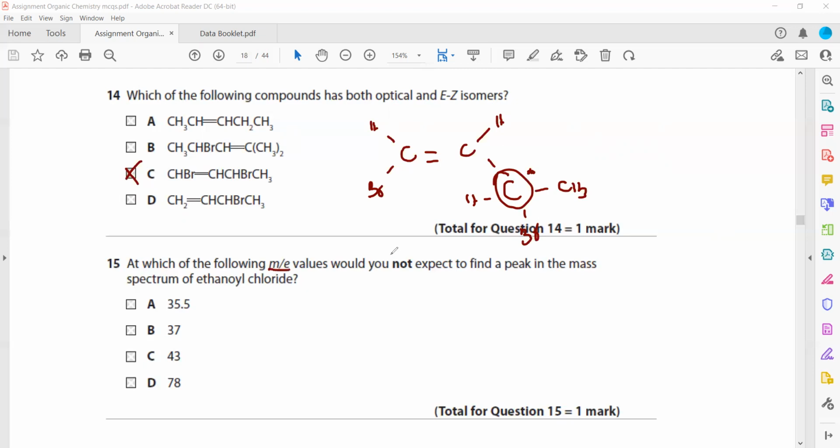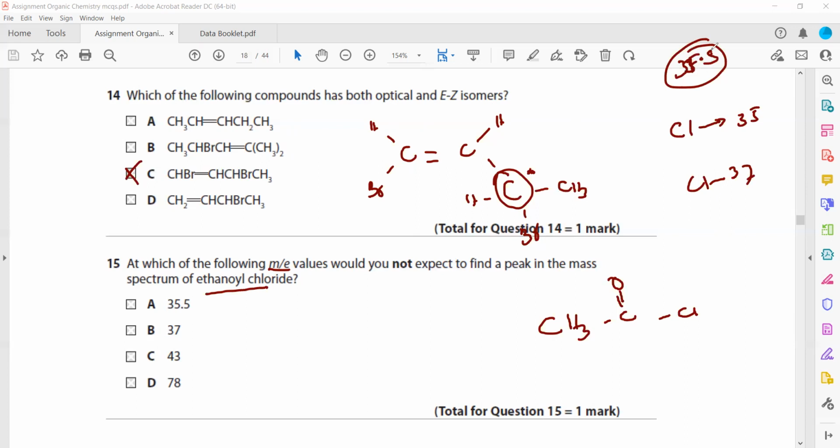Which of the following mass-to-charge values would not be expected in the mass spectrum of ethanoyl chloride? So ethanoyl chloride, you have CH3, C double bonded with O, and Cl. This is a straightforward question because chlorine is either 35 or 37. The average mass of the two isotopes is 35.5, but no chlorine atom has a mass of 35.5. It's the average mass of the two isotopes. So it can never be 35.5.